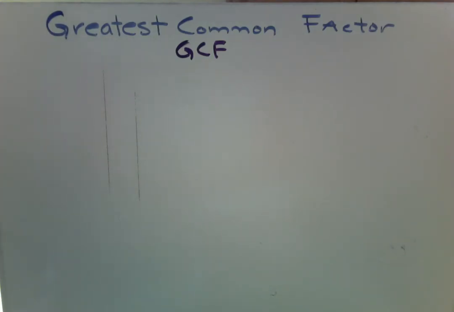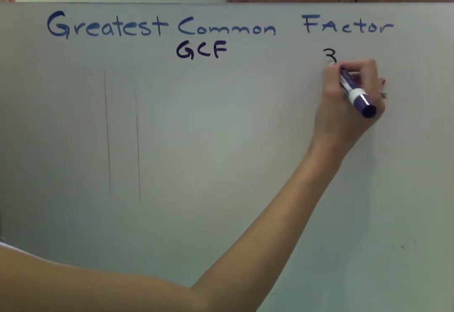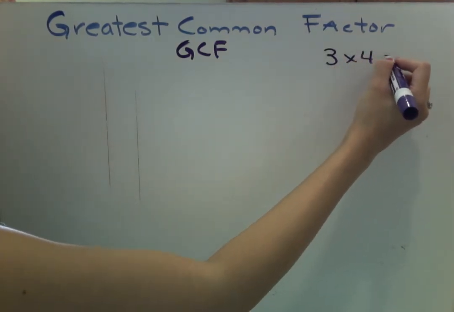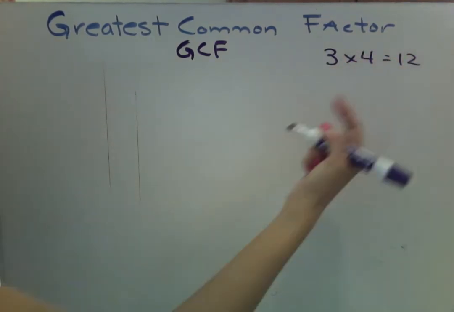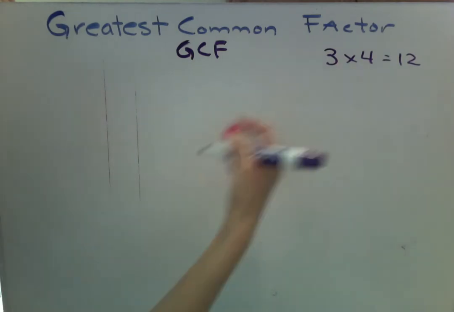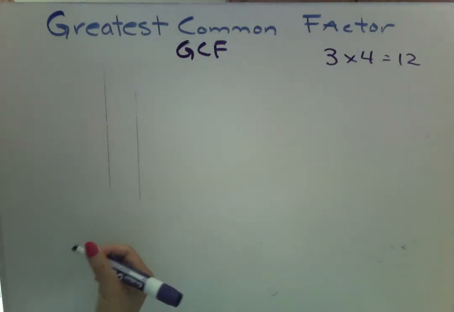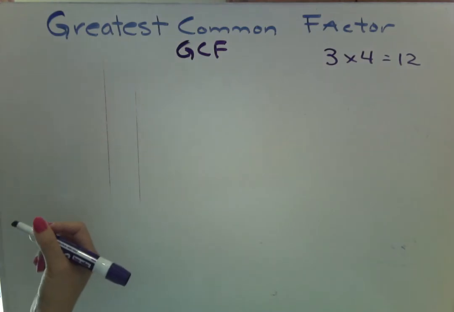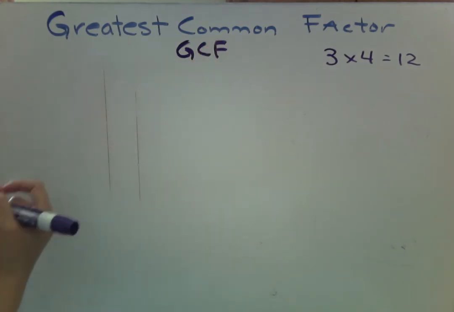GCF stands for greatest common factor. So before I teach you a procedure, let's just really understand the concept of what a greatest common factor is. If you remember in the previous video, a factor is two numbers multiplied together that gives you another number. So these two are factors. These are factors of 12. And then, of course, we understand what common means and what's greatest.